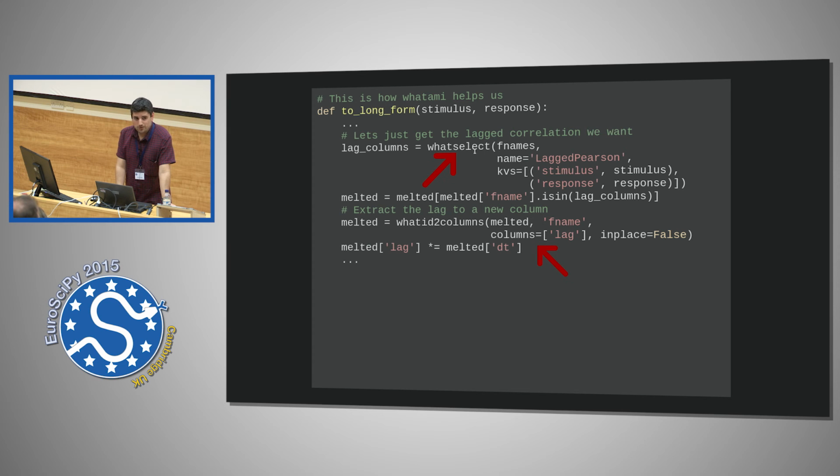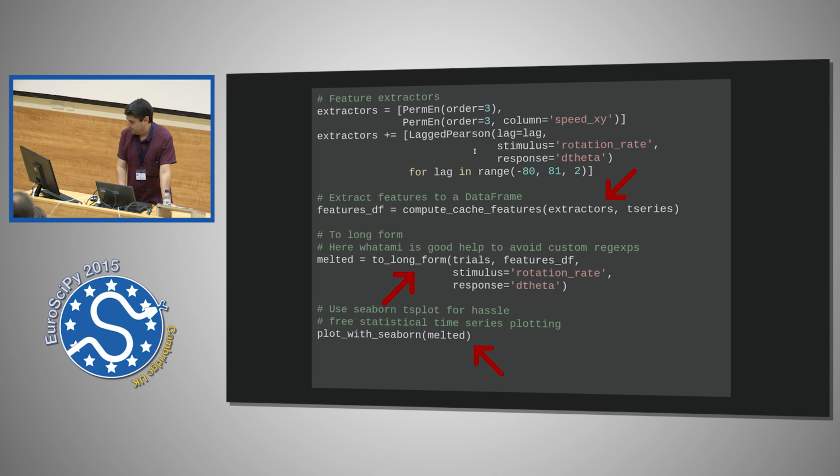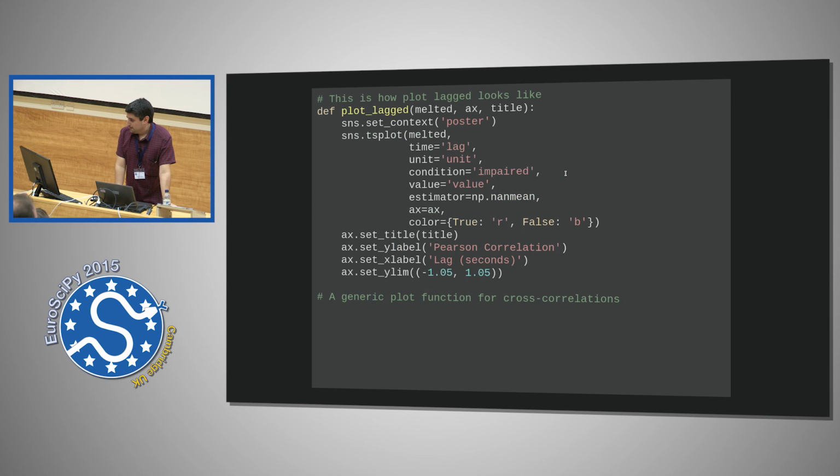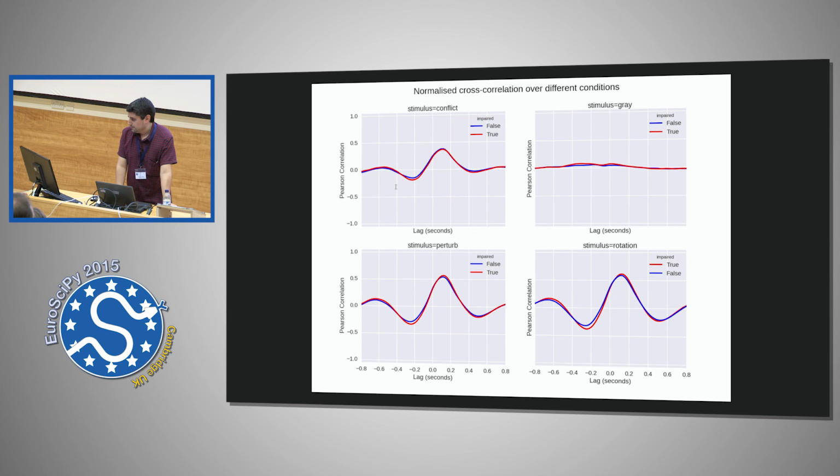And then we extract from those columns the lag, which is just one of the parameters. So here we vary the lag from -80 to 81, which means that we check how the fly is correlating with the stimulus at those times continuously. So now the lag is a column in the data frame. And that's how you just plot it. You have a function to plot any kind of these melted data frames to generate these kind of plots that are very useful for biologists to explore the data.